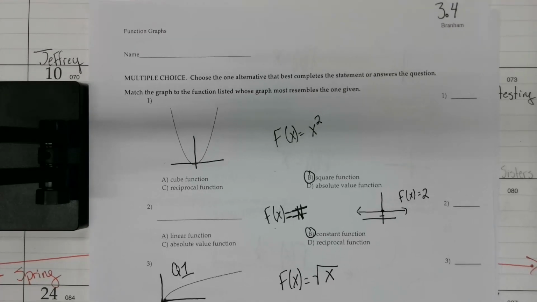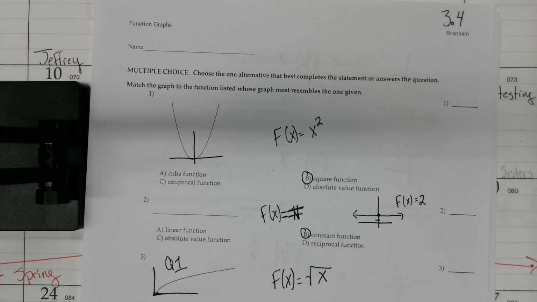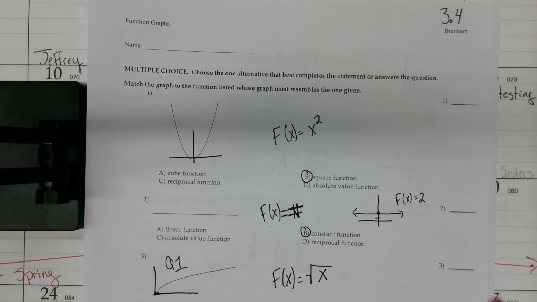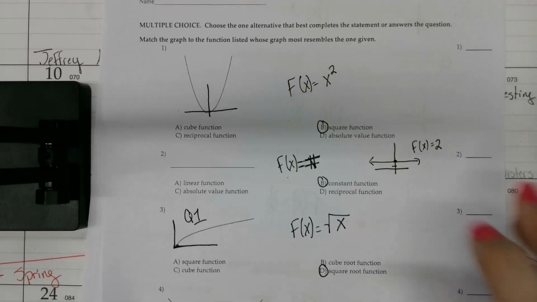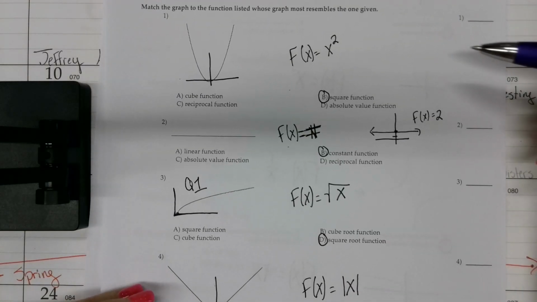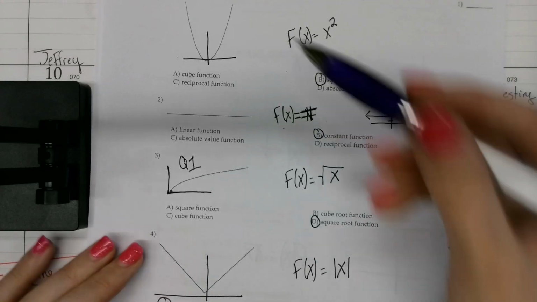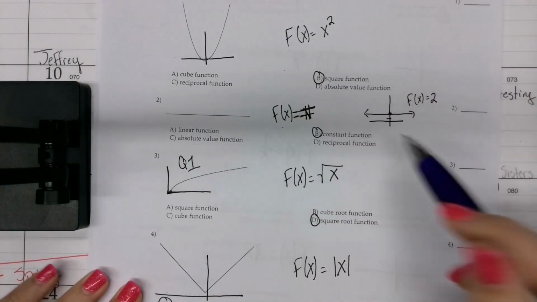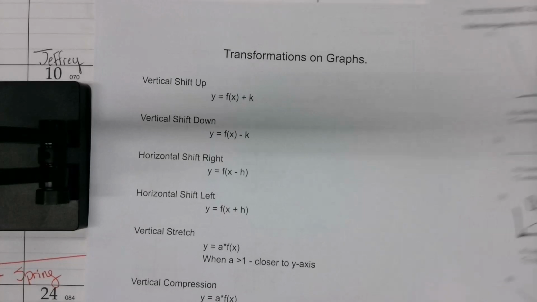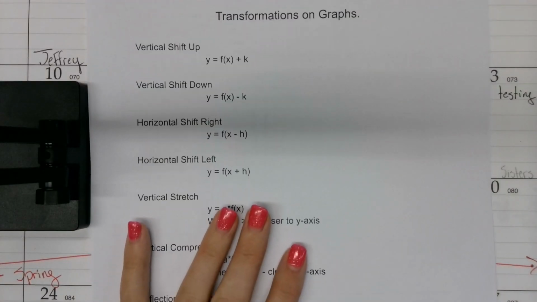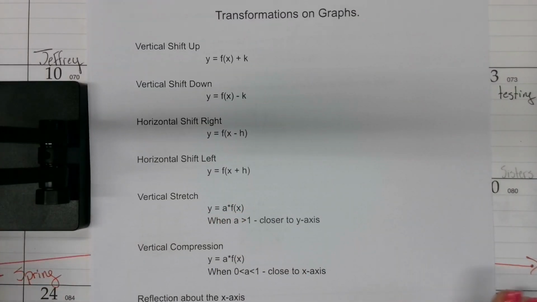Okay, so for section 3.5, you're going to want to have that paper from 3.4 to be able to do these, because it's going to be all these transformations, slides, flips, and rotations of these functions. So be sure you have this paper out and then print out the transformations on graph paper that I have.